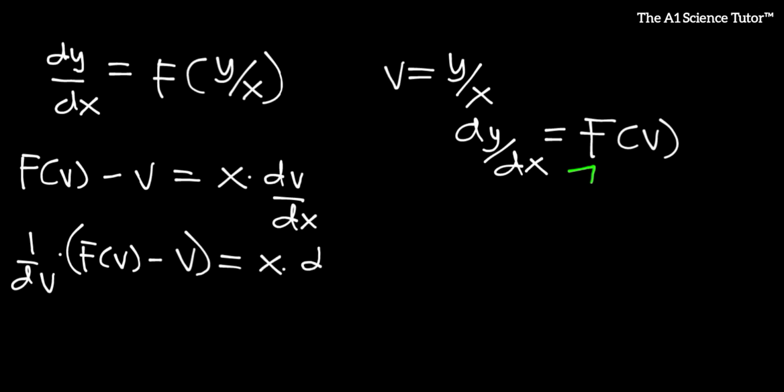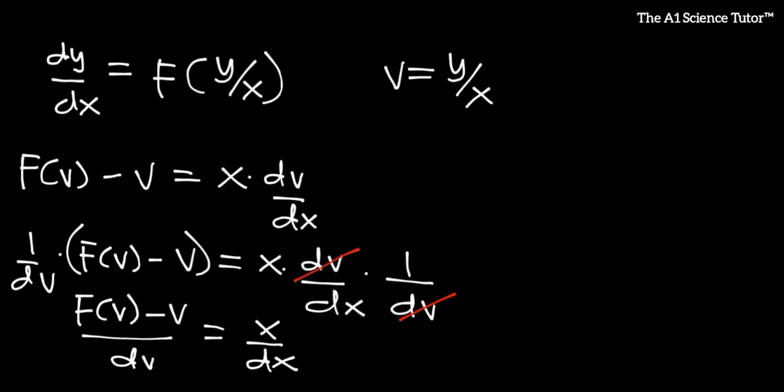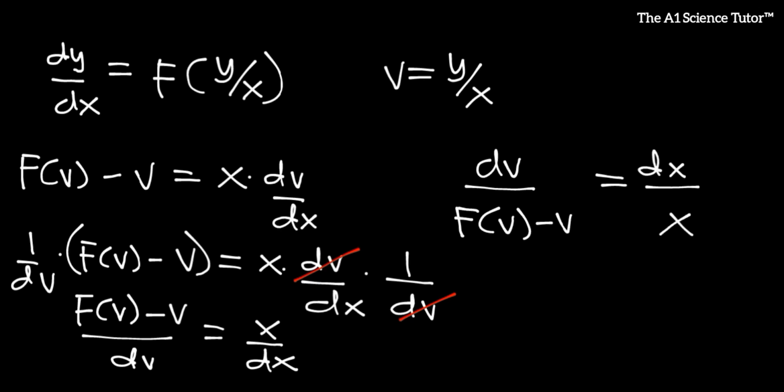So this is going to be x dv divided by dx, multiplied by 1 over dv. So this cancels out, right? So that leaves us with f of v minus v divided by dv. That is going to be equal to x divided by dx. And the last thing we need to do, we just need to flip this equation. So that will give us something like this: dv divided by f of v minus v, and that is going to be equal to dx divided by x.